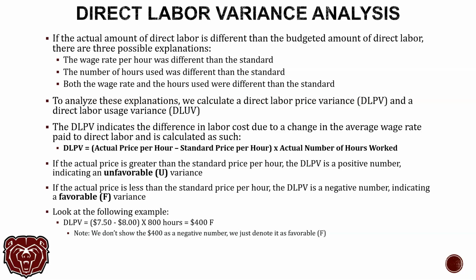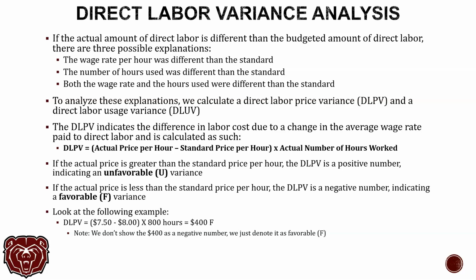Or it could be that the number of hours used was different than the standard, right? So we budgeted for 1,200, but the actual hours were 800. Or it could be a combination of both of these, right? So either the wage rate, or the wage rate and the hours used different than the standard. So to analyze these explanations, we're going to calculate what we call a direct labor price variance, that's the DLPV, and a direct labor usage variance, the DLUV. We will start with the DLPV.